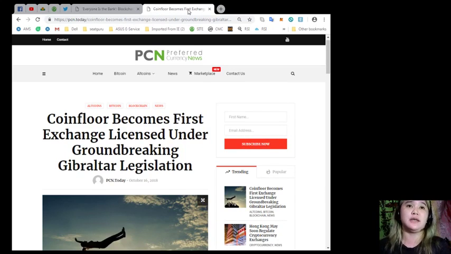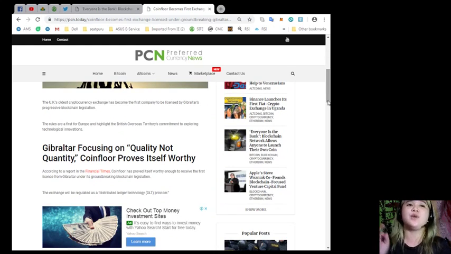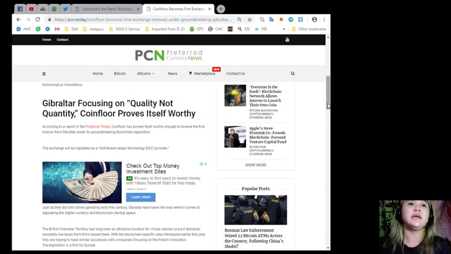For the second news for today, it's also brought to us by PCN, or Preferred Currency News. CoinFloor becomes the first exchange licensed under groundbreaking Gibraltar legislation. Sorry if I pronounce it incorrectly. Now, the UK's oldest cryptocurrency exchange has become the first company to be licensed by Gibraltar's progressive blockchain legislation. The rules are a first for Europe and highlight the British Overseas Territory's commitment to exploring technological innovations. Gibraltar focusing on quality, not quantity. That's always the important thing, right? Okay, it's always quality over quantity.